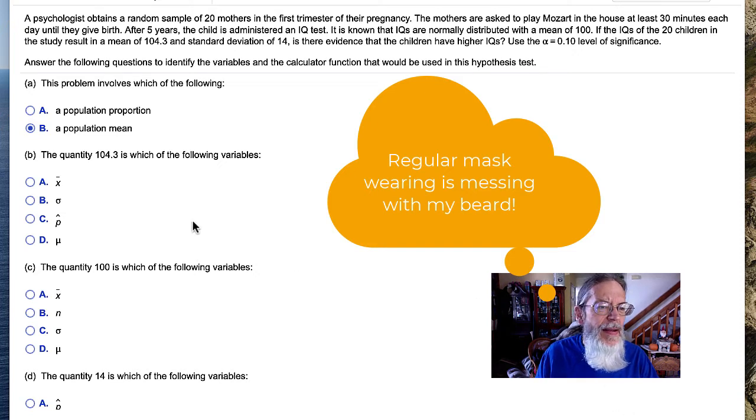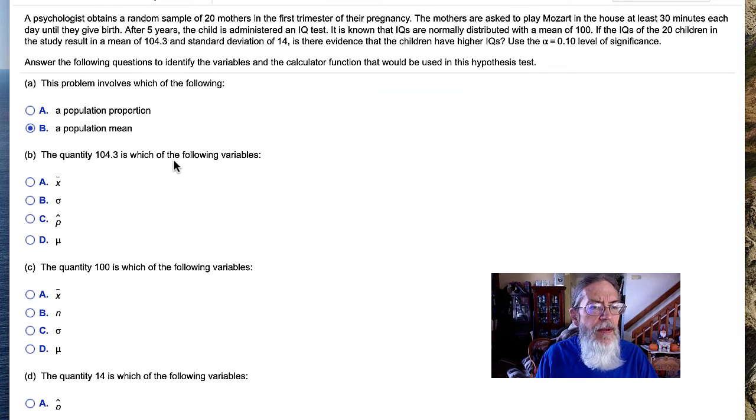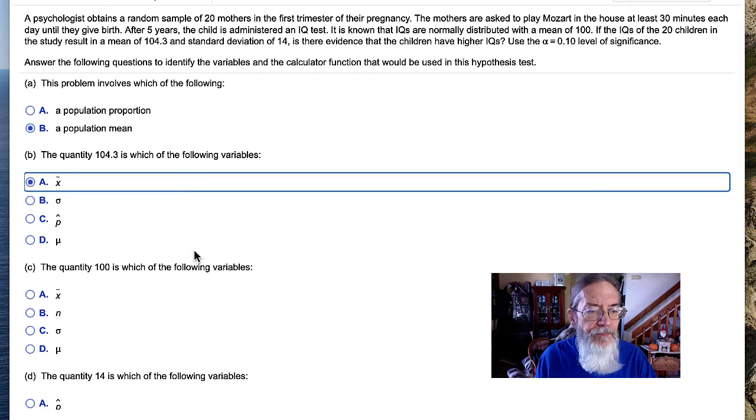All right, now we have a quantity of 104.3. Which of the following variables? Okay, where is it? 20 children in the study result in a mean of 104.3. So it's a mean value, but is it population mean or sample mean? Oh yeah, that's a sample mean, so we're going to take A.